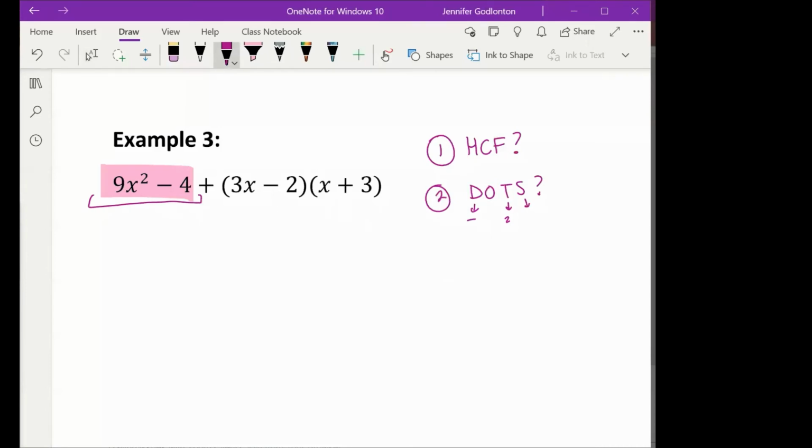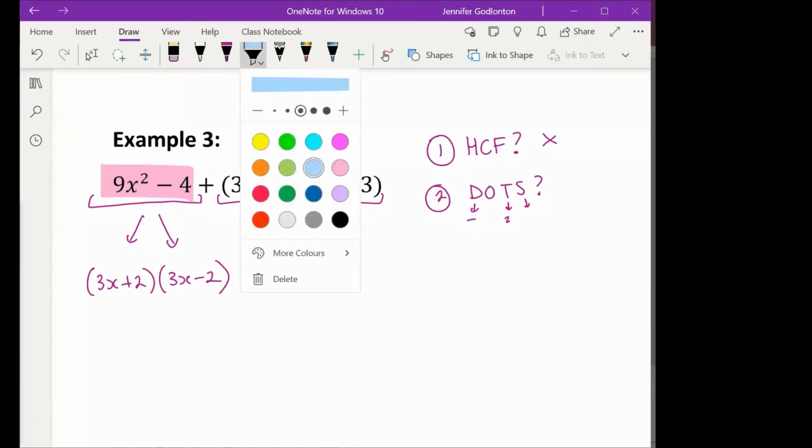When I'm looking at this, these 2 brackets over here, there's nothing I can do. They are what they are. But if I'm looking at the 9x squared minus 4, I can see I can't take out a highest common factor, but I definitely can do difference of 2 squares because there's 2 numbers, there's a minus sign, and they're both square numbers. So that becomes 3x plus 2, 3x minus 2. That's what that pink one becomes.